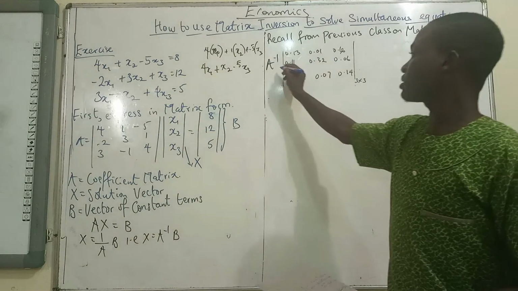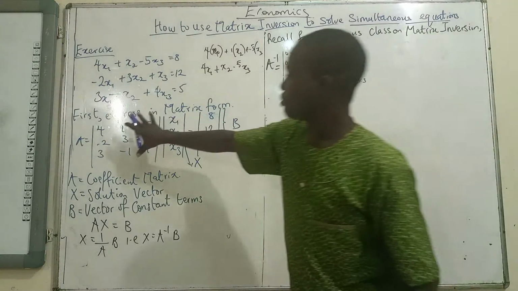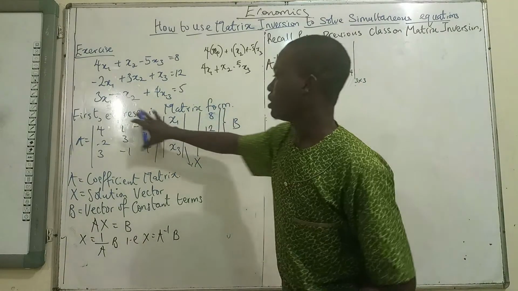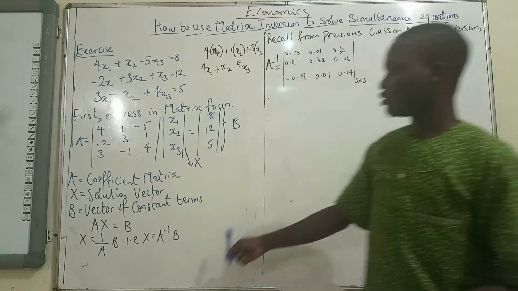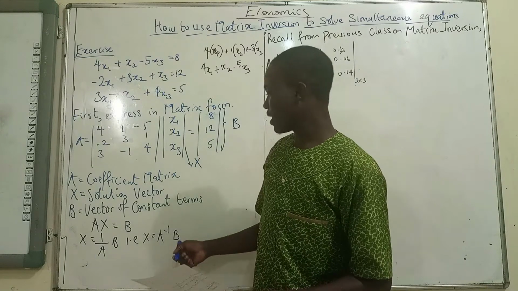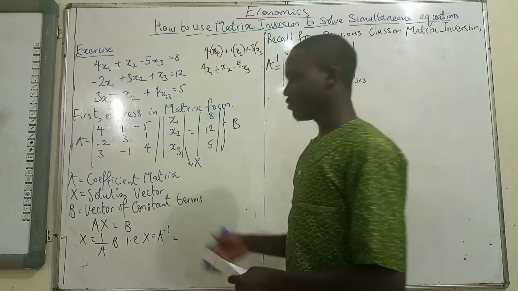So from there we got the inverse of this matrix to be this. This was what we had, and finally the inverse will give us this. So the formula that we have to use now is the inverse multiplied by this vector of constant terms, right? So that's going to give us our x.